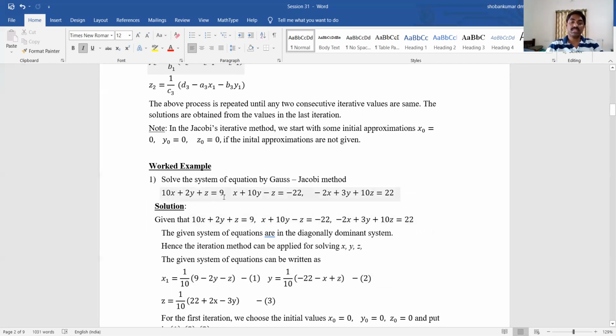10x + 2y + z = 9, x + 10y - z = -22, and -2x + 3y + 10z = 22.